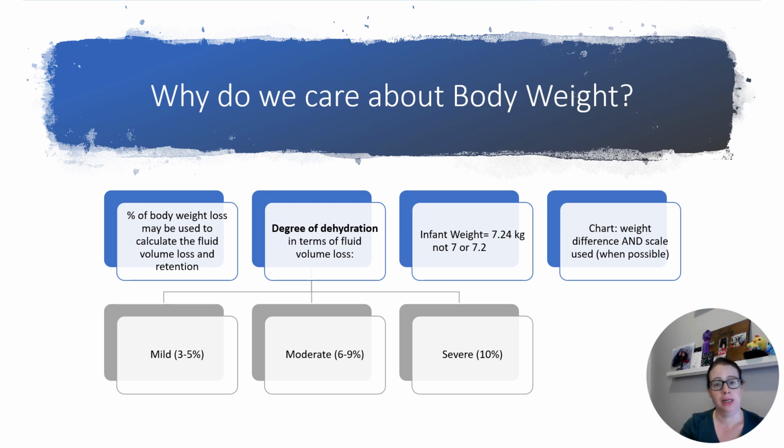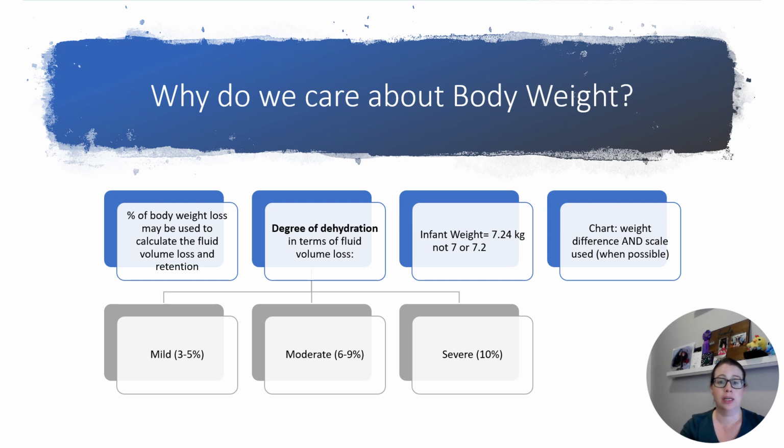So going back to body weight, after clinical signs of dehydration have been observed, then the degree or percent of dehydration should be determined. And so we calculate this by taking their baseline weight, like their pre-illness weight, and then their current weight, and calculating the percent loss. So for example, a 10 kilogram patient who has lost 1 kilo is 10% dehydrated.